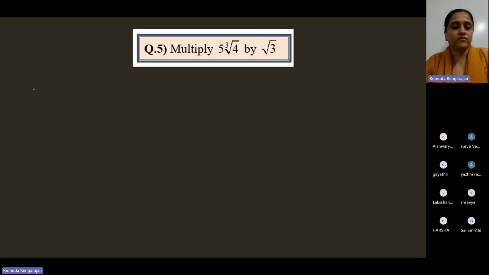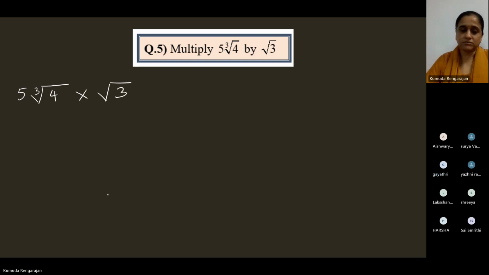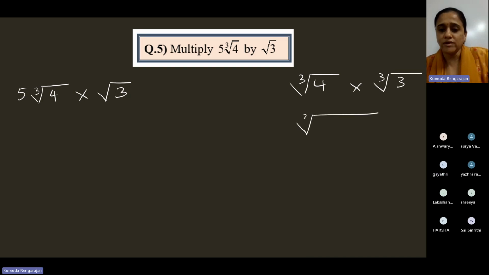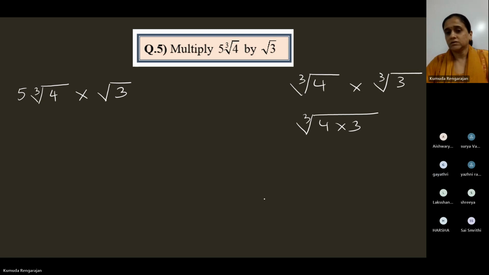Okay. So we'll have to multiply 5 into cube root of 4 by square root of 3. See, now if you have cube root of 4 multiplied by cube root of 3, you can write it as cube root of 4 into 3. But here it is cube root of 4 multiplied by square root of 3.